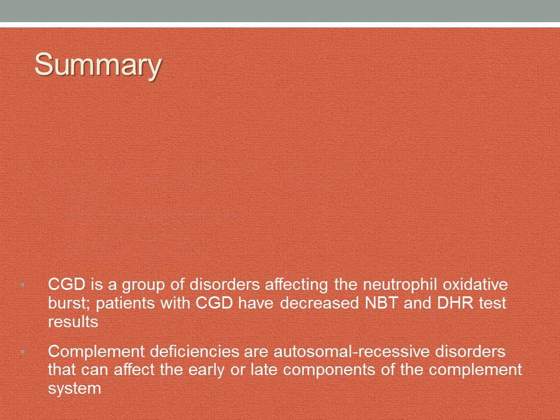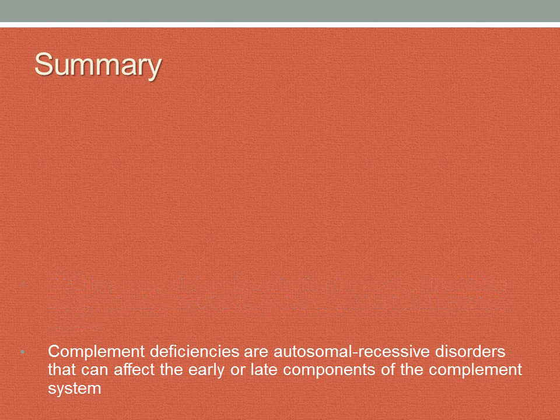Chronic granulomatous disease is a group of disorders affecting the neutrophils' oxidative burst. Patients with CGD have decreased NBT and DHR test results. Complement deficiencies are autosomal recessive disorders that can affect the early or the late components of the complement system.